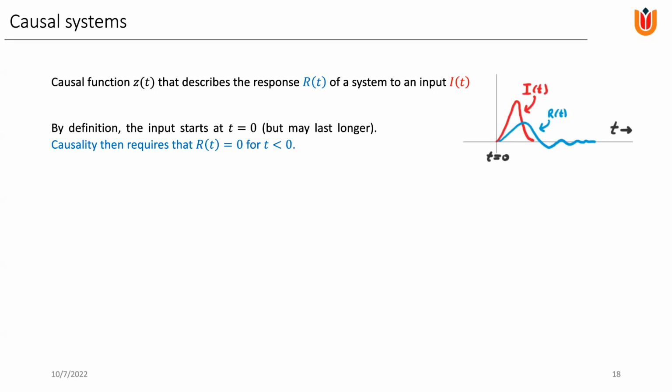So we started out with this causal function Z of t that describes the response to some input. So this is some kind of input, and you have a response that can lag a little bit longer than the input, and it will not start before. So the first thing that we can write is that causality requires that the response function Z of t is 0 for t less than 0.